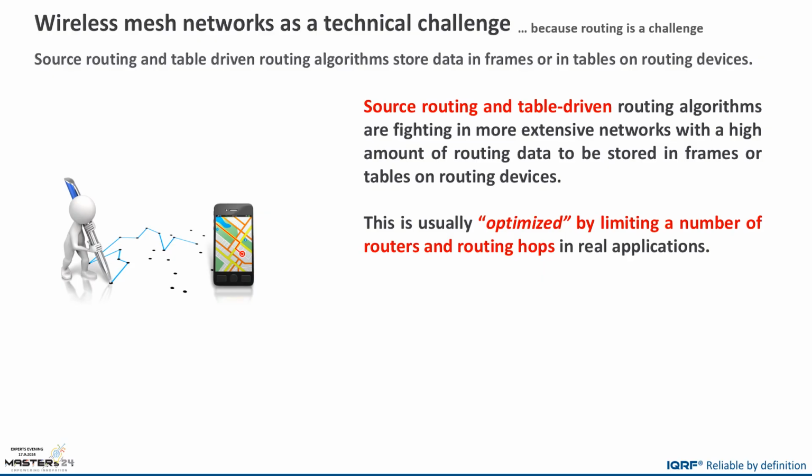Another problem of source routing and table-driven routing algorithms is storing data in frames or tables on routing devices. The problem grows with the network size, and it's often solved by limiting the number of routers or routing hops in real applications. Nevertheless, it kills the basic benefit of wireless mesh networks, extensive routing.